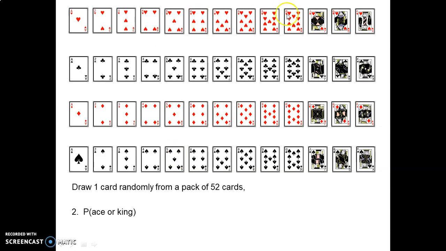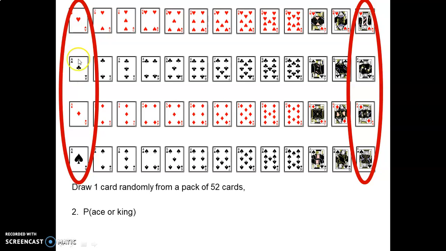We have a normal deck of cards, and we're drawing 1 card, and we're trying to see what's the probability of getting an ace or a king? So here's the aces, here's the kings. The probability of getting an ace is these 4 cards out of 52, and the probability of getting a king is 4 cards out of 52 also. So the probability of ace or king is just adding them up. So 4 and 4, 8, so there's 8 cards out of 52. Okay, and that reduces to 2/13.